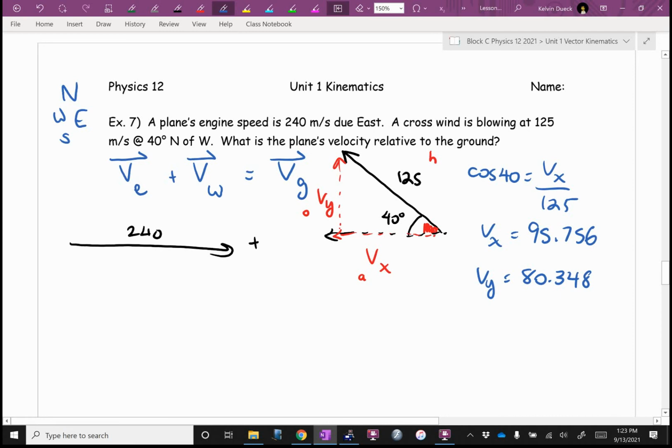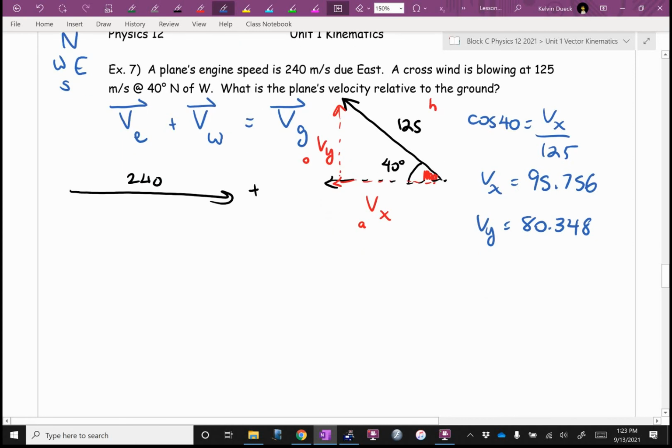So it looks like these two vectors can be rewritten as still 240 east, but it looks like I have a northern of 80.348 and a western of 95.756.